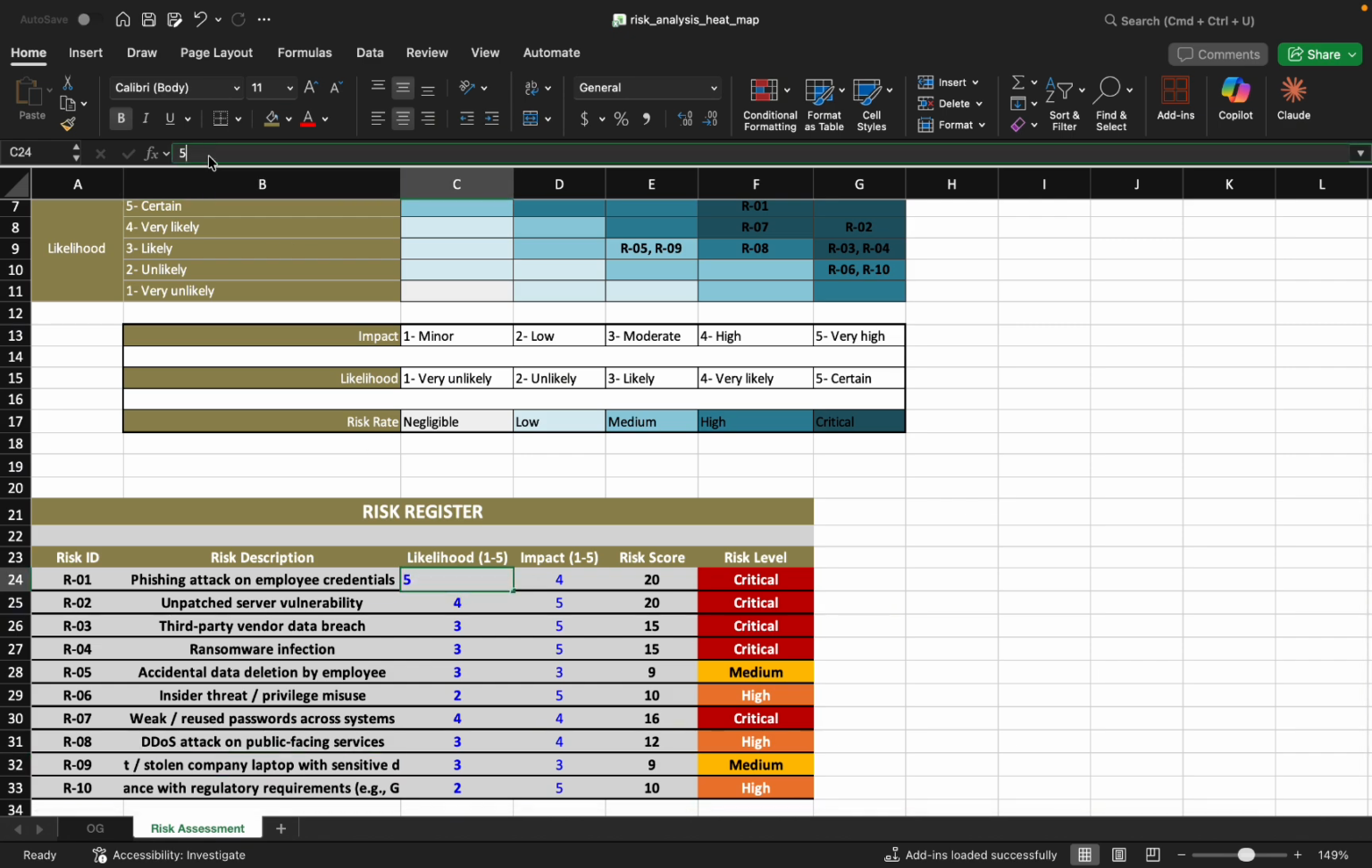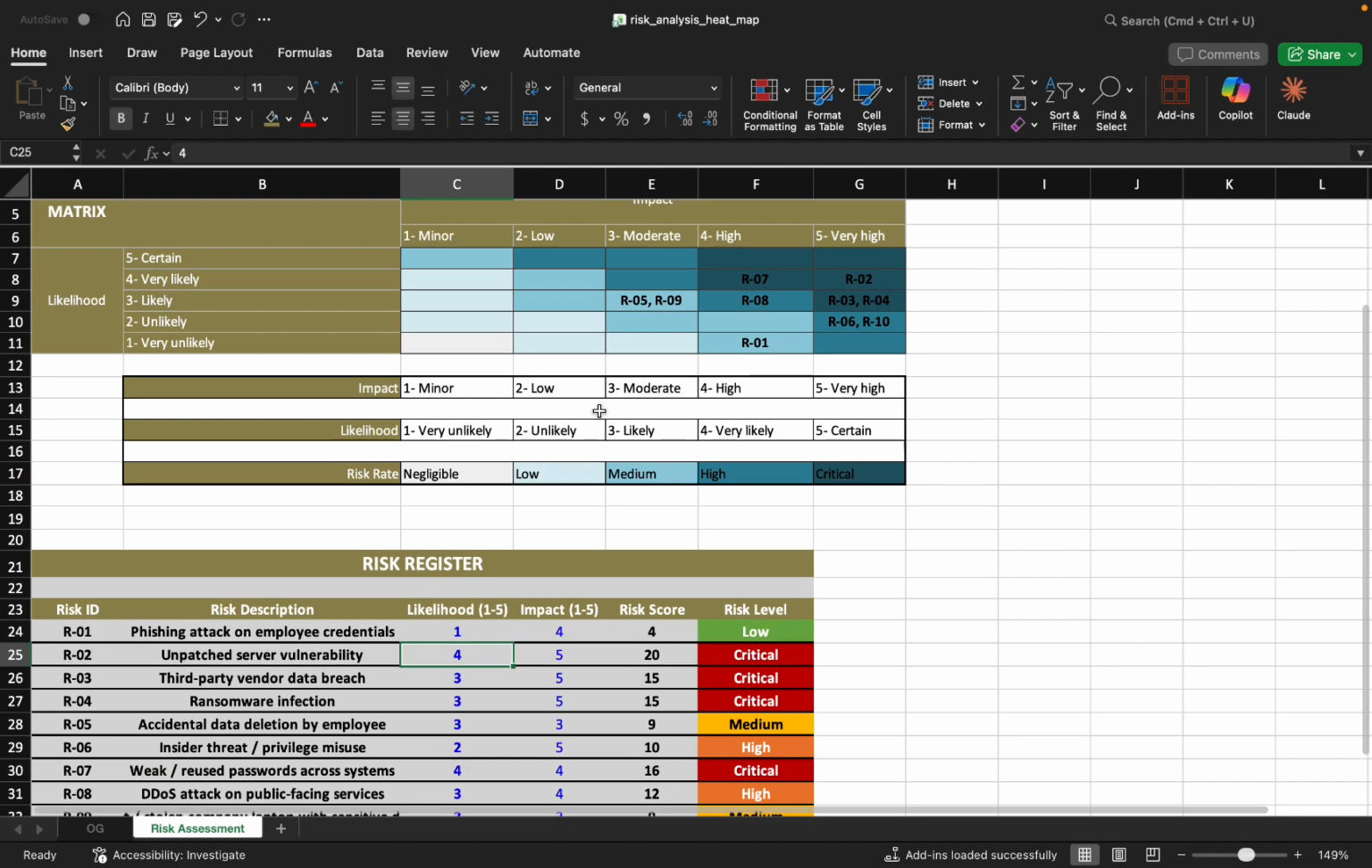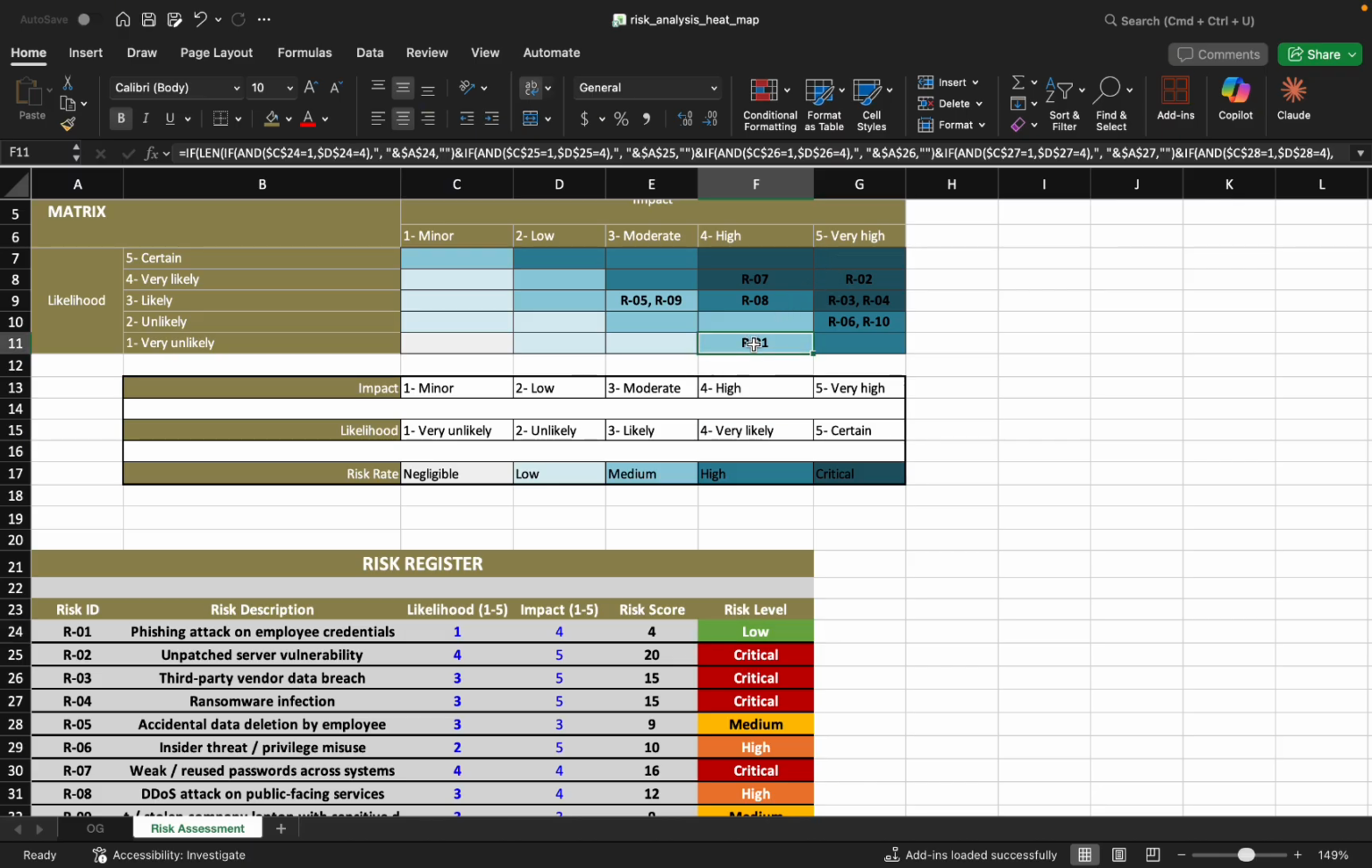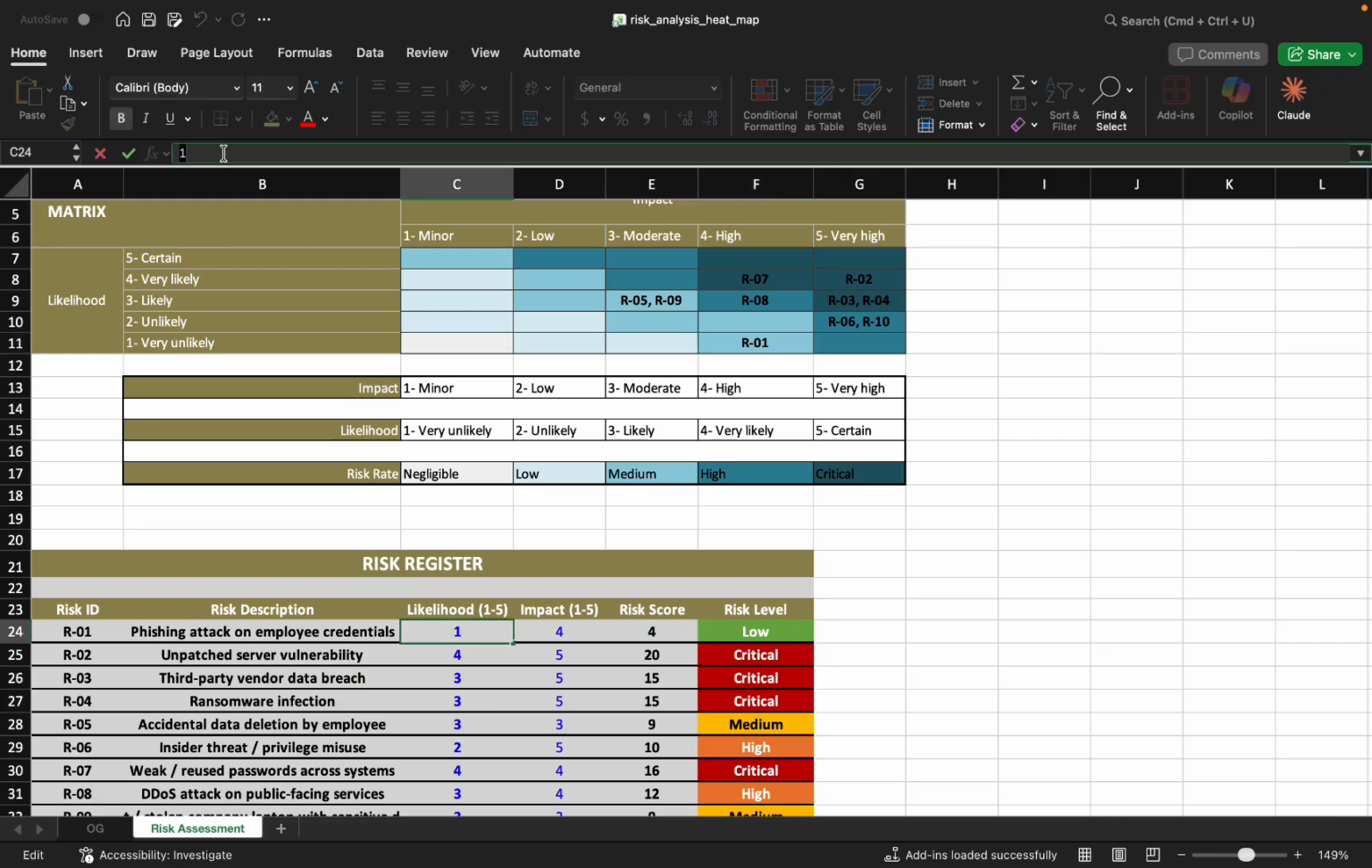Whenever you change your likelihood or your impact, let's say I were to change it to 1, now the risk level has jumped to low. And you're going to see in our cells up at the top that the R-01, our register ID 1, moved from very high to very unlikely, but still high if the impact were to occur. But it's now very least likely. And you set that standard for yourself if your company does not already have a framework for this.